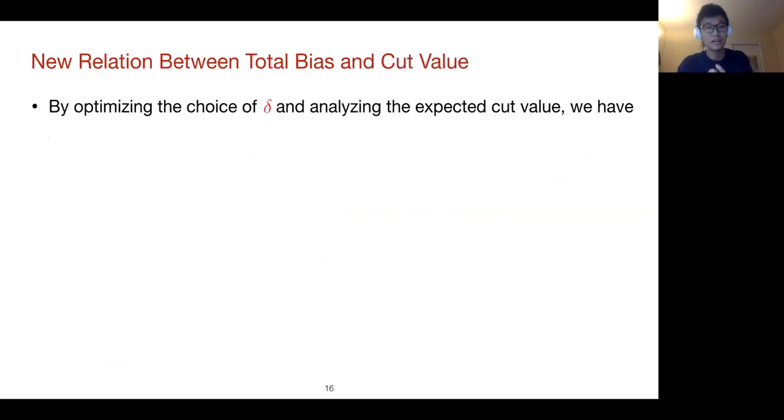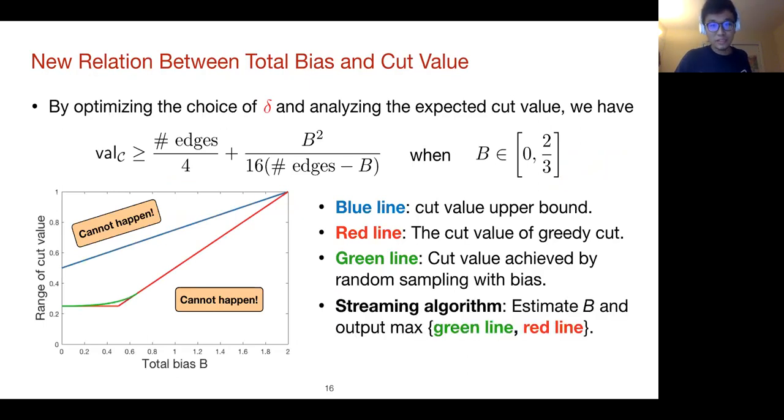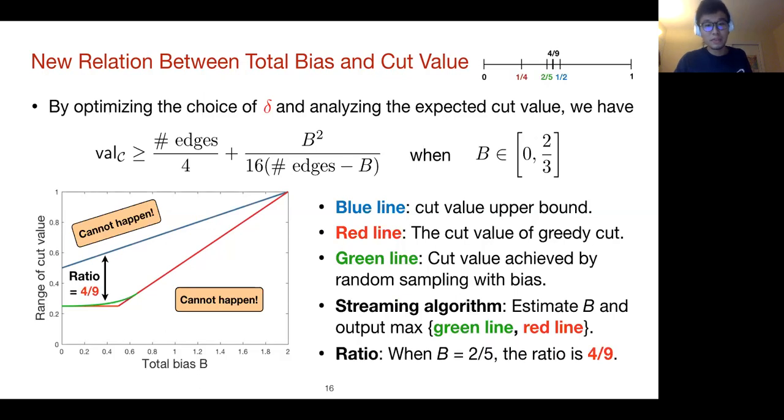Using this idea, we can establish a new relation between total bias and cut value. Pictorially, this looks like this green line, so we sharpen the lower bound analysis. The new streaming algorithm just estimates bias and outputs the max of the green line and red line, so that we improve the worst approximation situation to 4/9. The calculation here is not too difficult, but it's not very illuminating to explain in the talk. So please go to our paper for more details.